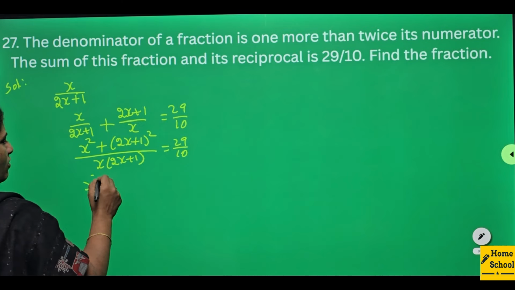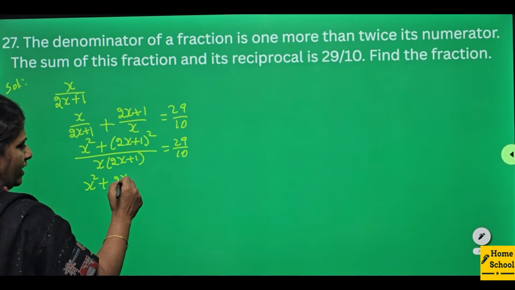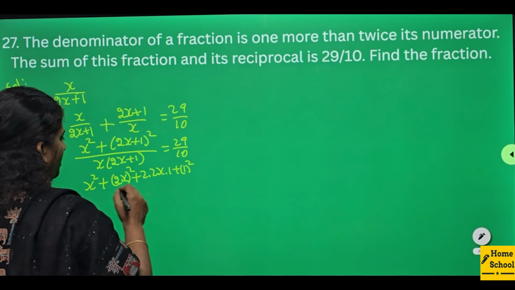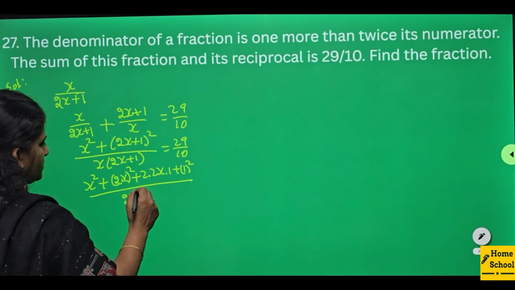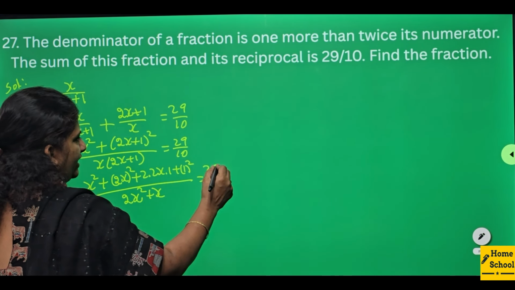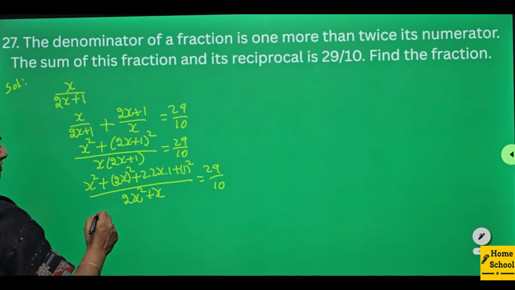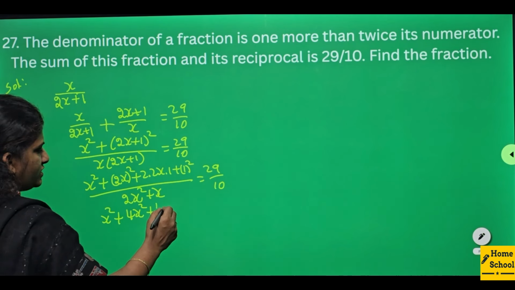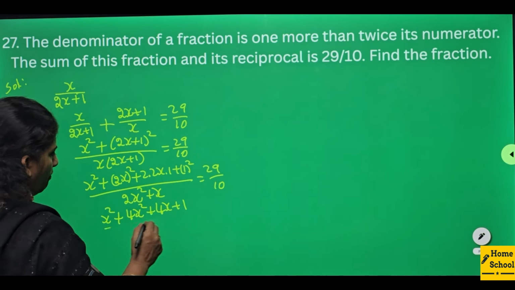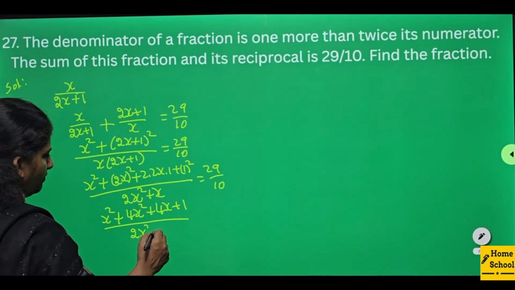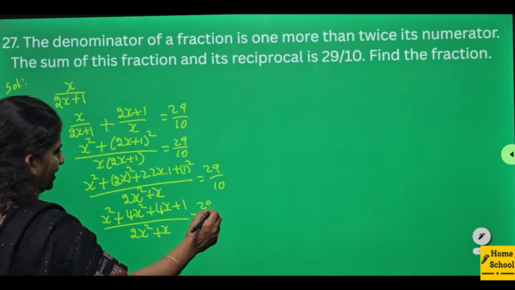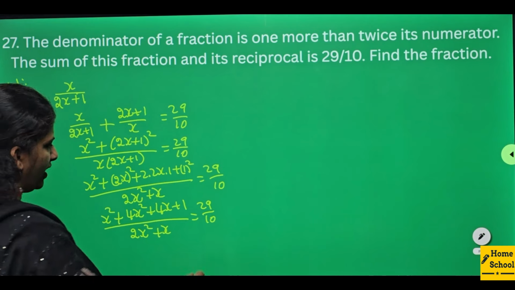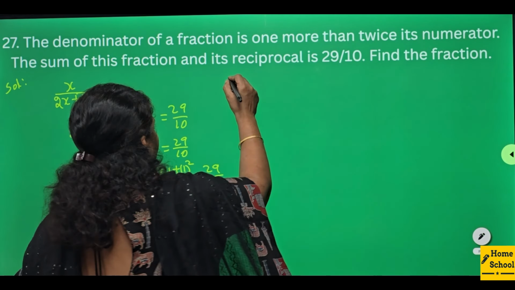Now apply a plus b whole square formula. a square plus 2 into 2x into 1 plus 1 whole square by 2x square plus x is equal to 29 by 10. Now this one: x square plus 2 2s are 4x square plus 4x plus 1 by 2x square plus x is equal to 29 by 10. Finally, 4x square plus x square will be 5x square, and this cross multiply.